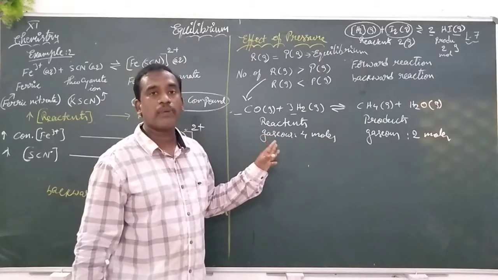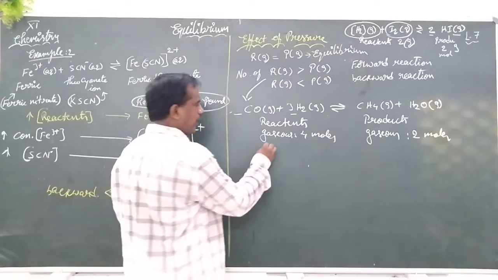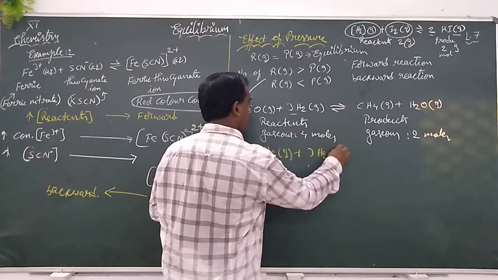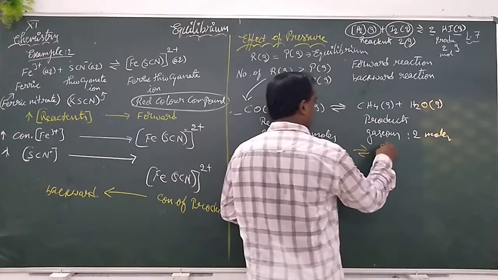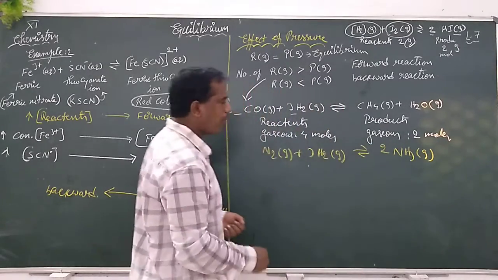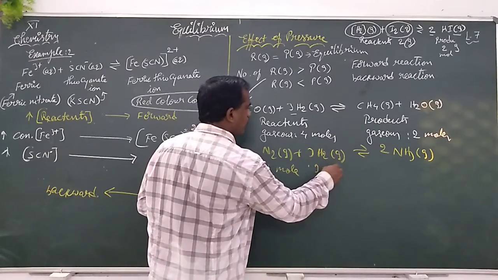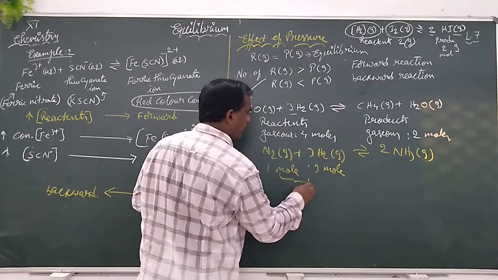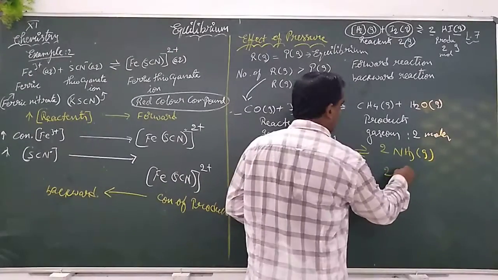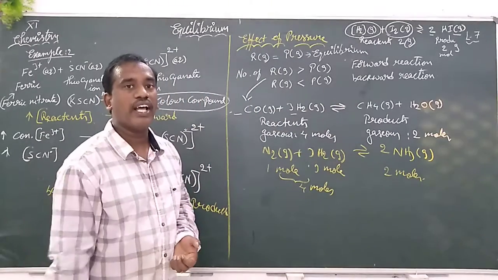The same thing happens in the manufacturing of ammonia. What happens in the manufacturing of ammonia? Nitrogen gas reacts with hydrogen gas to form ammonia. Here how many moles of nitrogen are there? 1 mole. How many moles of hydrogen are there? 3 moles. So totally how many moles of reactants are there? 4 moles. But here only 2 moles of product. So this is also favoring a forward reaction.